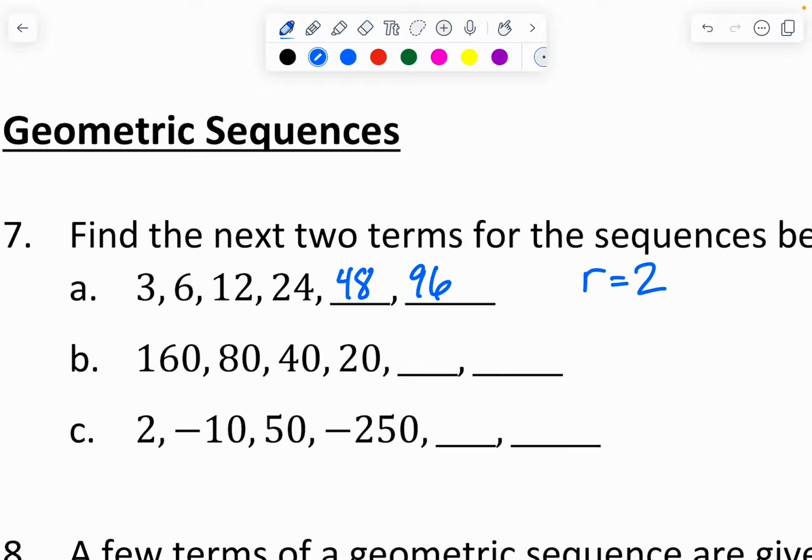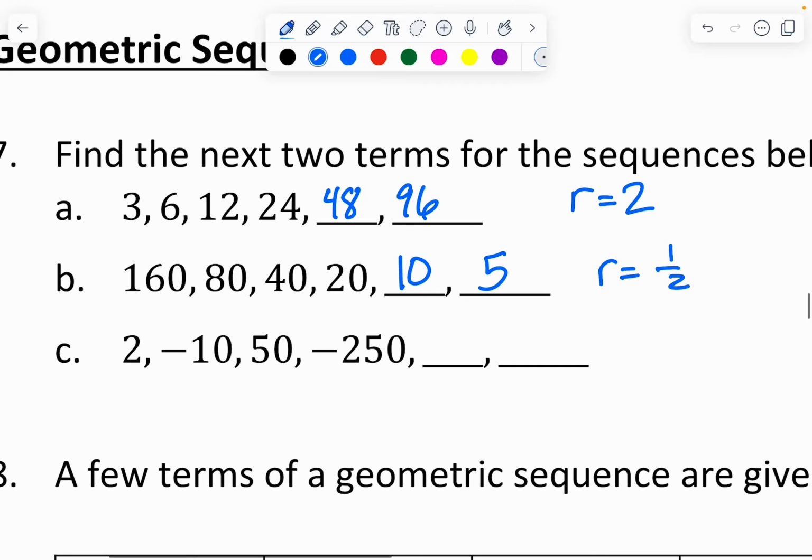So the next one, I see 160, 80, 40, 20. Oh, I'm taking half of the previous term each time. So if I multiply 20 by 1/2, you get 10, but I'm giving away my answer. Okay, and then half of 10 is 5.